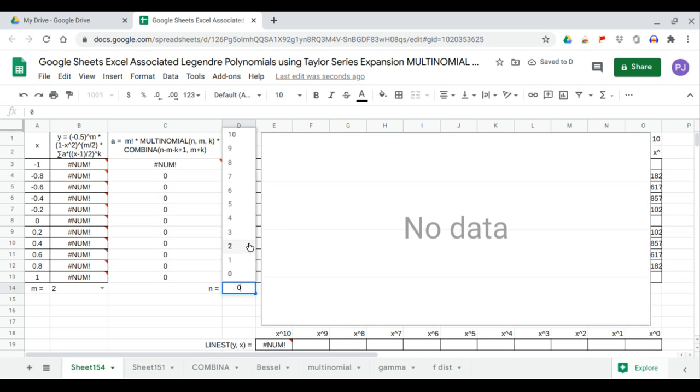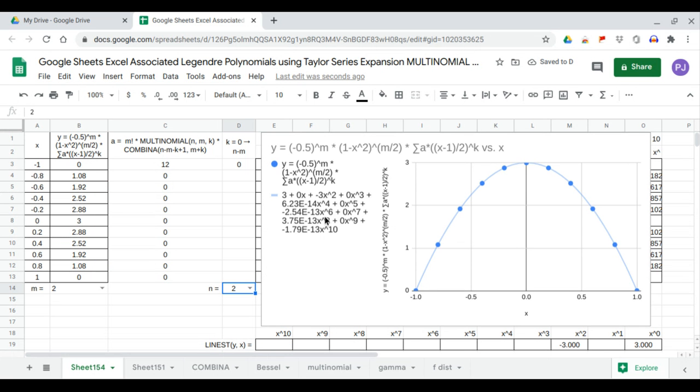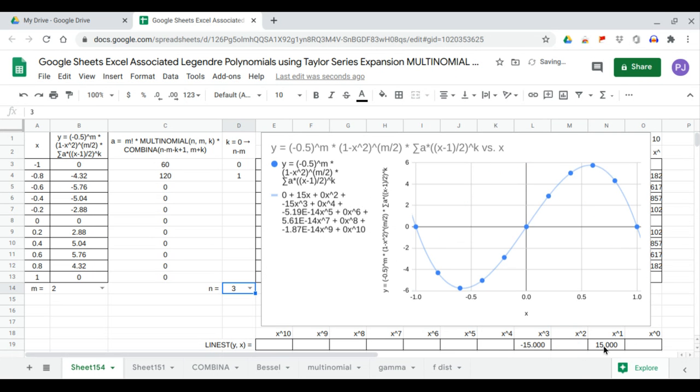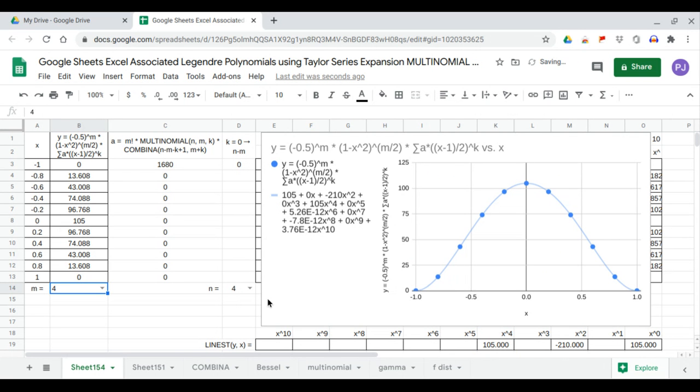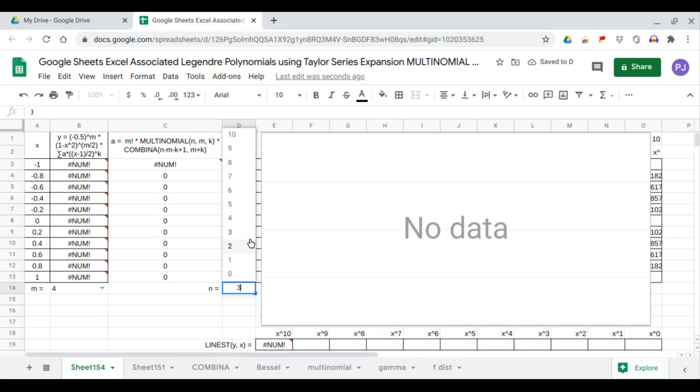So we'll use 2. At m equals 2, our polynomial y is 3 minus 3x squared. At n equals 3, it will be 15x minus 15x cubed. N equals 4, it will be minus 7.5 plus 60x squared minus 52.5 x to the 4th. We go to 4. If we go backward to 3, there's no data because it has to be greater than m.